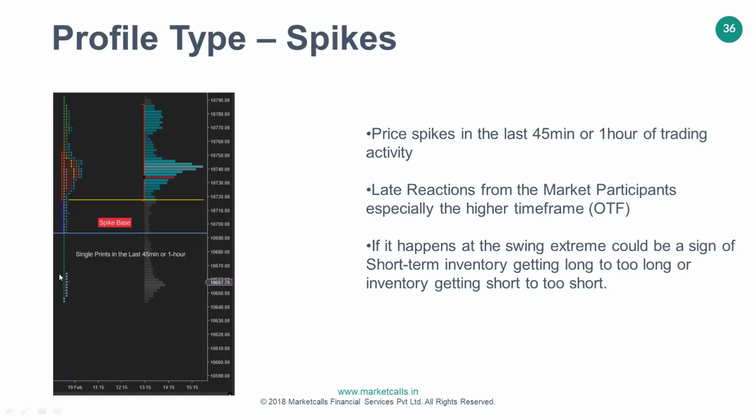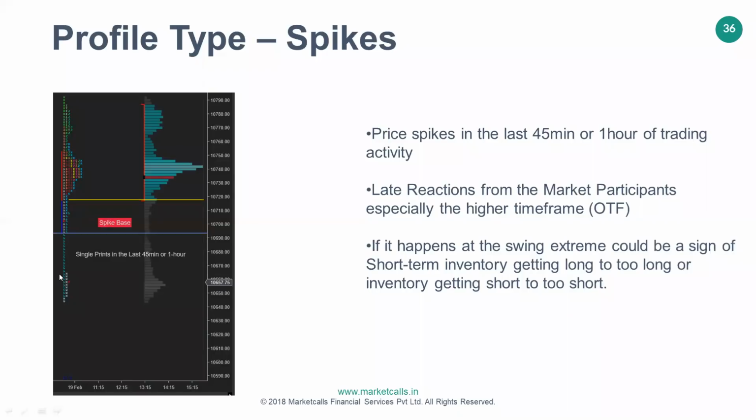If these kinds of spikes are happening at a major swing high or major swing low, then those are serious warnings that maybe the inventory is getting long to too long, or short to too short. Or if you are seeing it at a reversal point, then maybe it could be a sign of long-term money. It depends. Depending on where the spike is forming, accordingly we'll rate whether it is done by long-term players or by the dumb players.